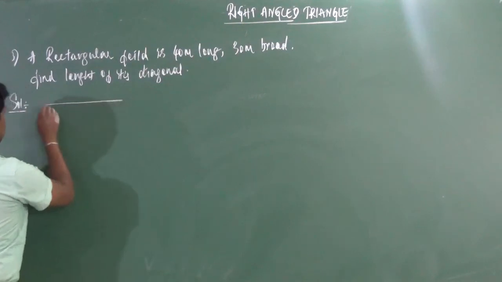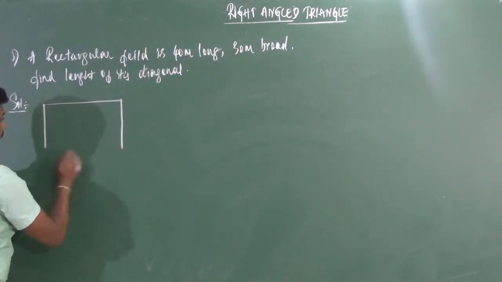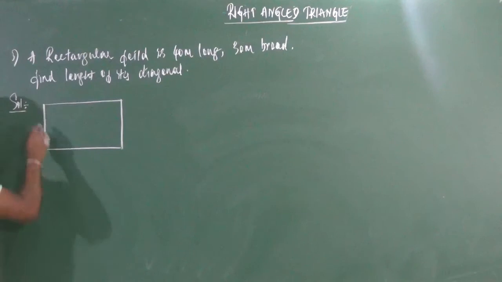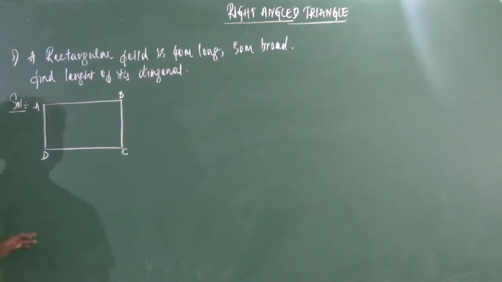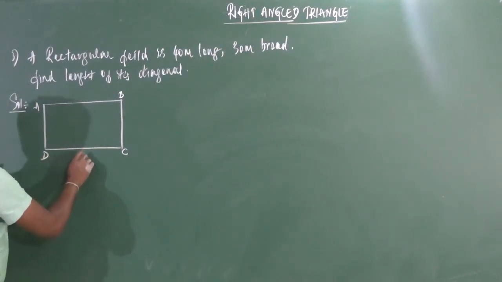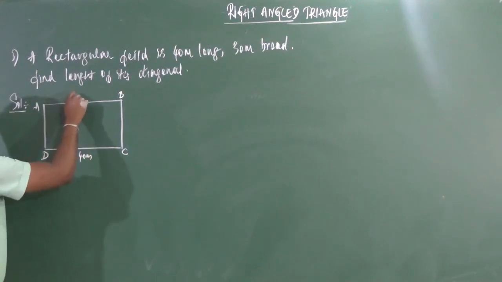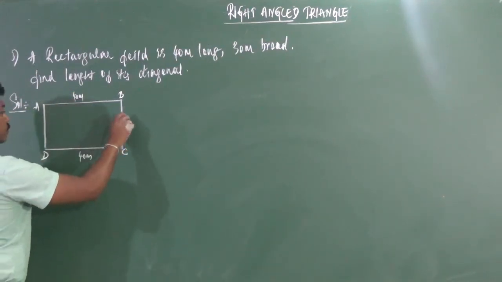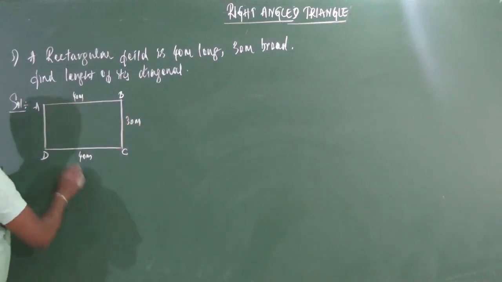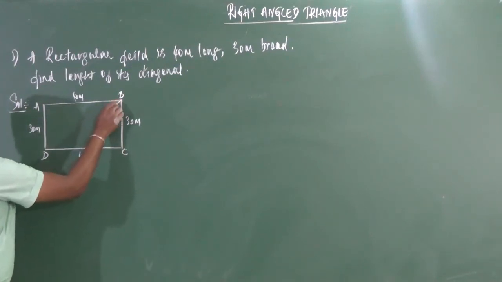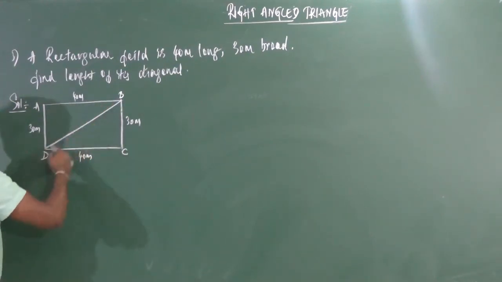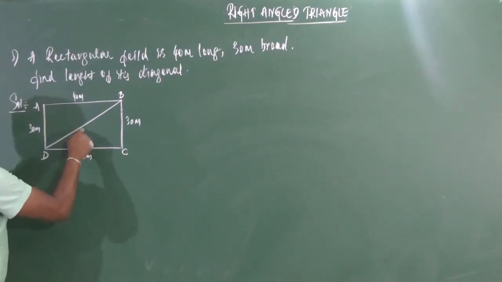So this is the rectangular field. Take it as ABCD. If you have a field which is in the shape of a rectangle, it is 40 meters long, so it is 40 meters here, and 30 meters broad. So this is 30 meters broad, and this is 30 meters, because in a rectangle, opposite sides are equal. So find the length of its diagonal. We will draw one of the diagonals here. So BD is the diagonal. You have to find the length of this diagonal.